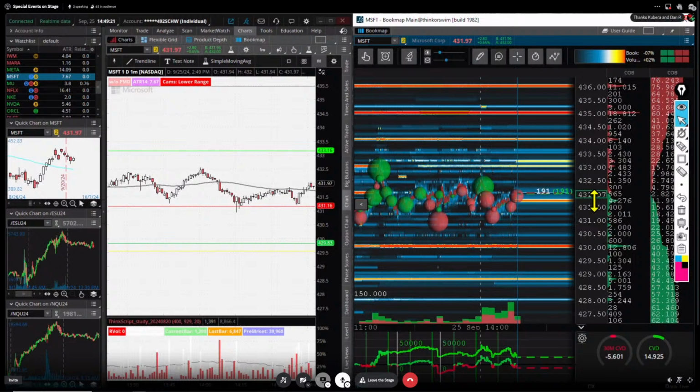When we found Bookmap, it was just like, wow, here's all of this information, all of this historical stuff that we can utilize, and it was a game changer.